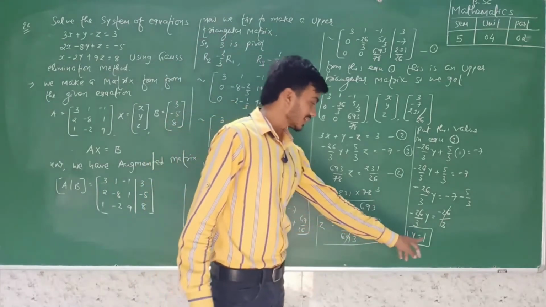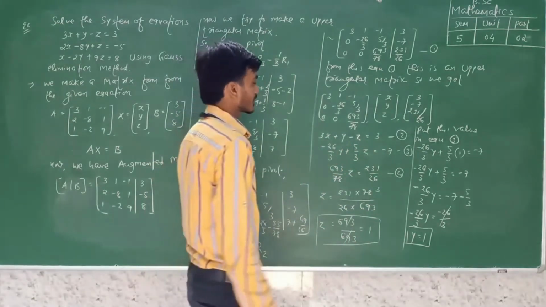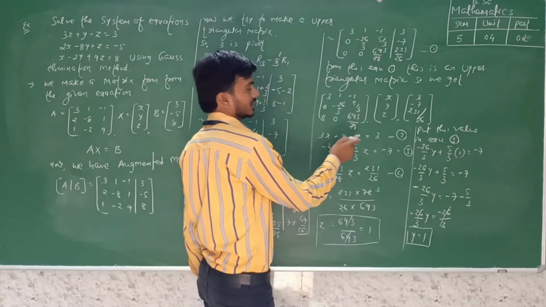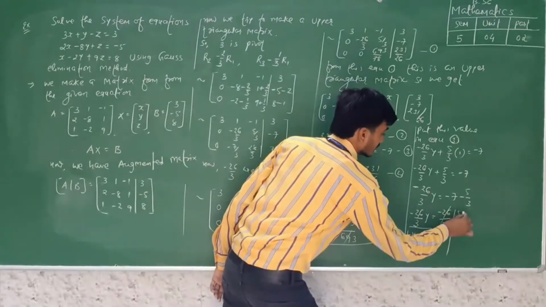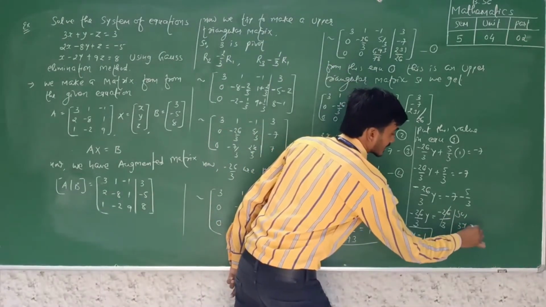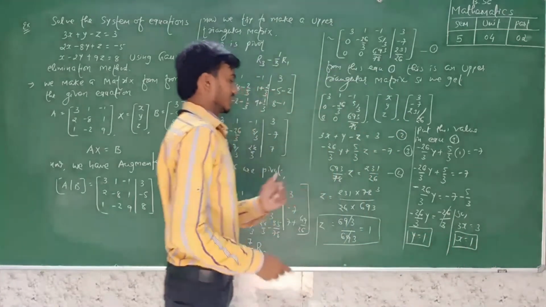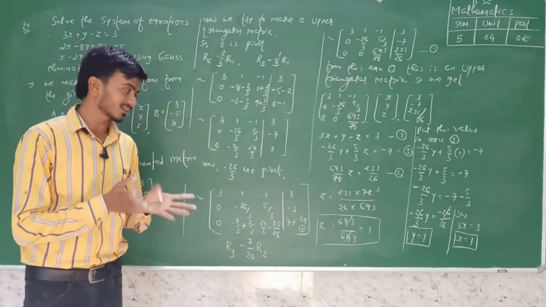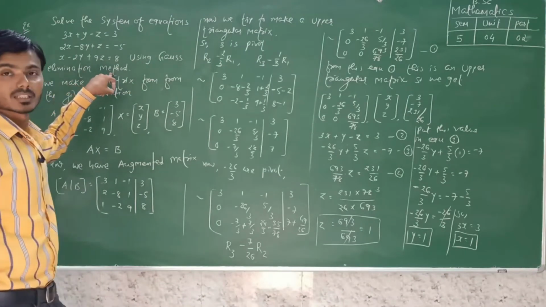Put the value of y equal to 1 and z equal to 1 in equation number 2. Then 1 minus 1 cancel, so 3x is equal to 3, so x is equal to 1. So here we can solve the unknown variables x, y and z by using the Gauss elimination method.